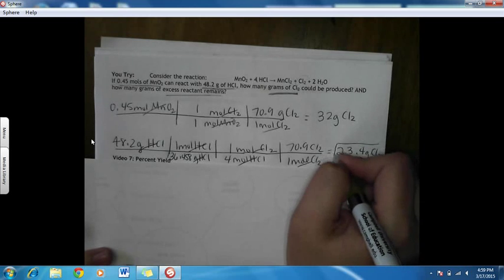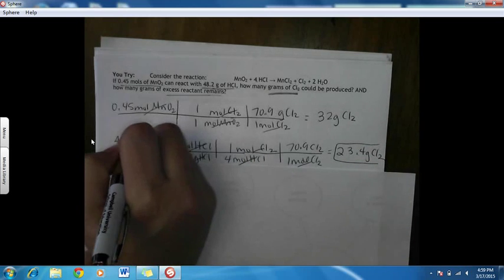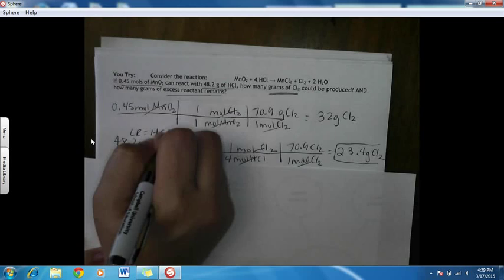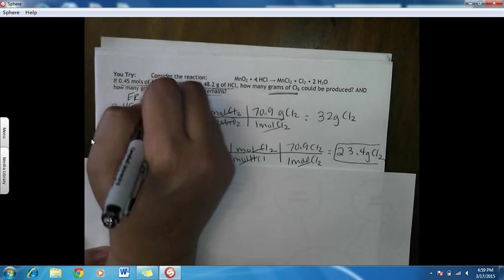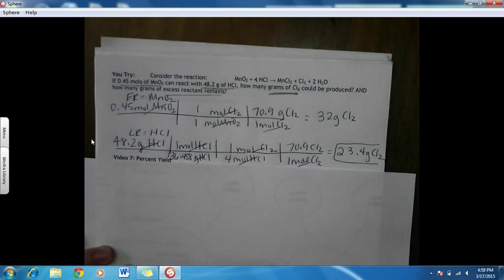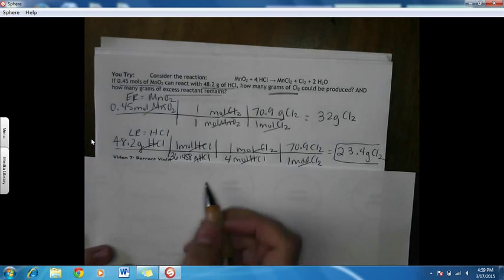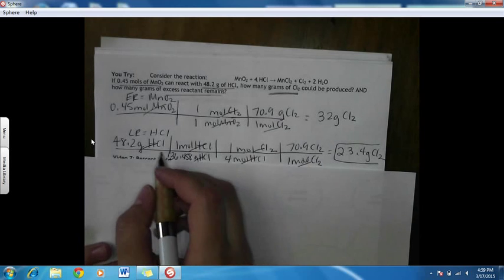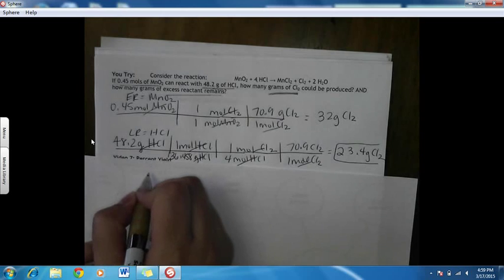Alright, so again, which of these is the amount we're actually going to make? We're actually going to be able to make this amount, which makes HCl our limiting reactant, and our excess reactant is MnO2. Alright, so now how much of the excess reactant remains? Well, I ran out of room, so I'm going to use this scrap piece of paper here. I should have given y'all more room for that, I'm sorry.